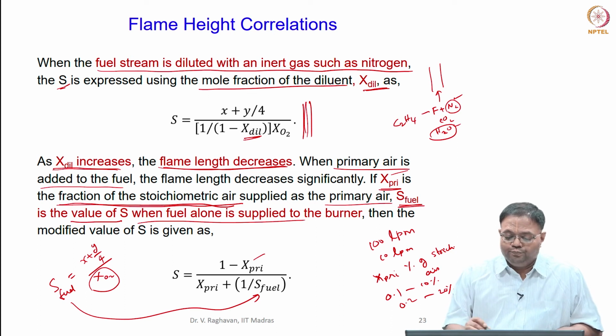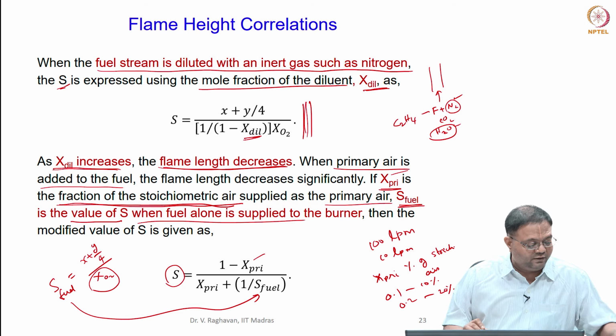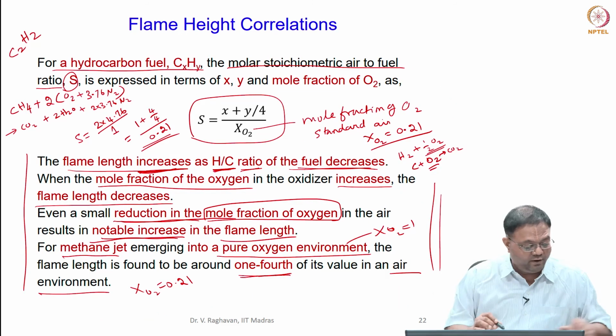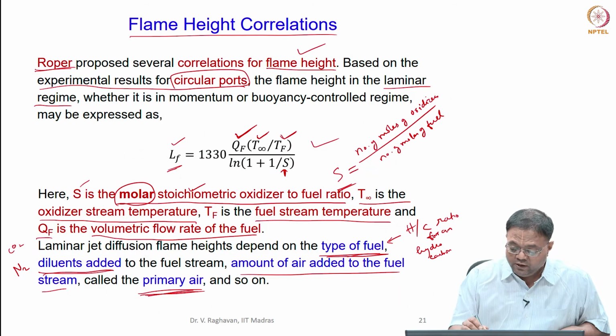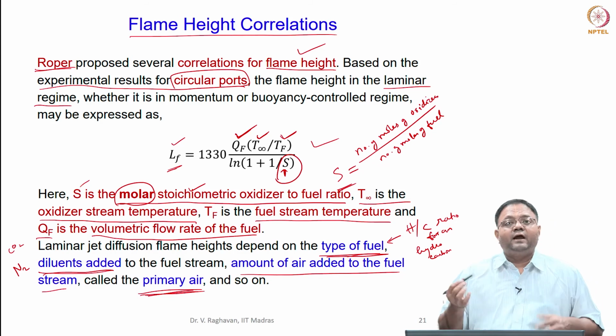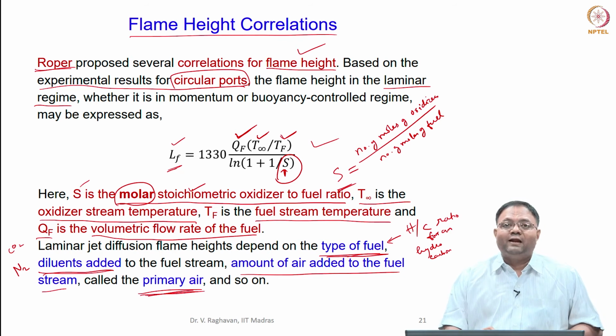So if S is modified, please understand that in this robust correlation, S can take up several other factors. For example, S will vary with the fuel type itself. Then if you add any diluents, S can be modified accordingly.